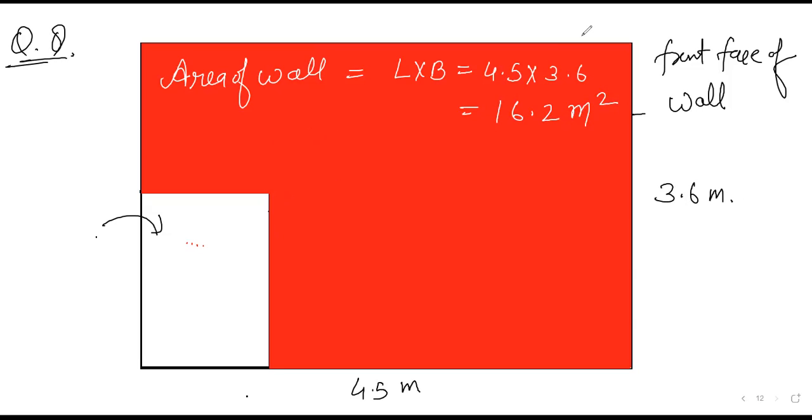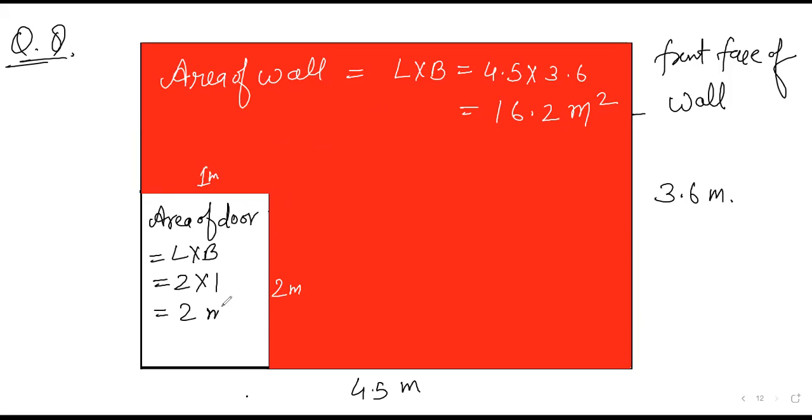Now if you want to find the area of the door, the area of the door will also be L into B. So L is 2, breadth is 1. As you know, this is already given to us, this is 1 and this is 2 meter. All are in meter, right? So this is 2 meter square.